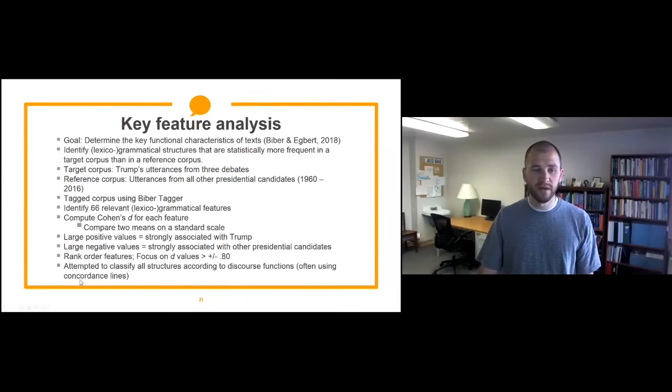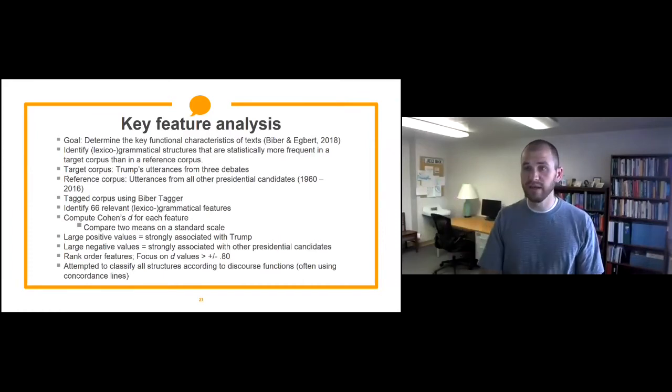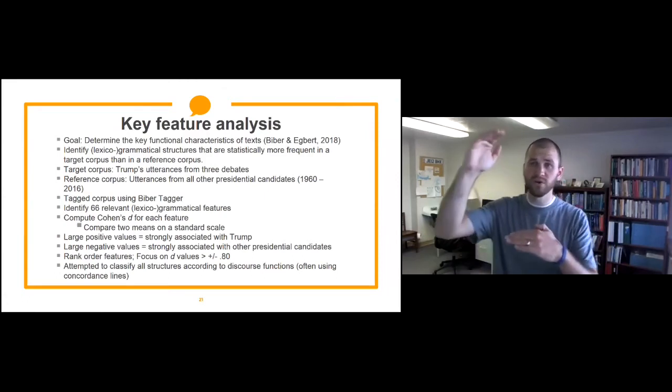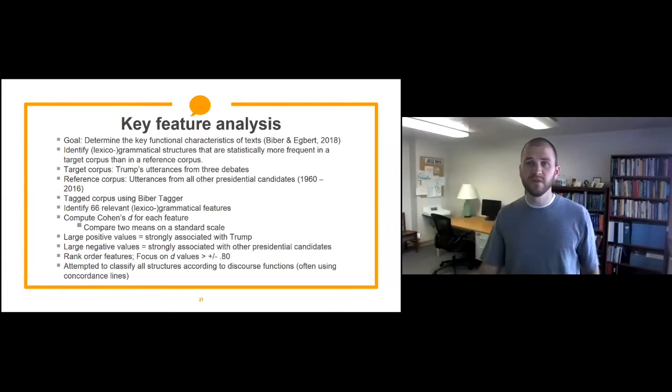And then that allowed us to get large positive values, and those were strongly associated with Donald Trump's use of grammar, and then strong negative values, and those were strongly associated with the other candidates, or they were negatively associated with Trump's language. And then we rank ordered the features. So like a keyword analysis, you can rank order the features based on which is most key for Trump, all the way down to those that are most key for the presidential candidates. And we focused on d values that were greater than 0.8, but you'll see in some cases they were much greater than that.